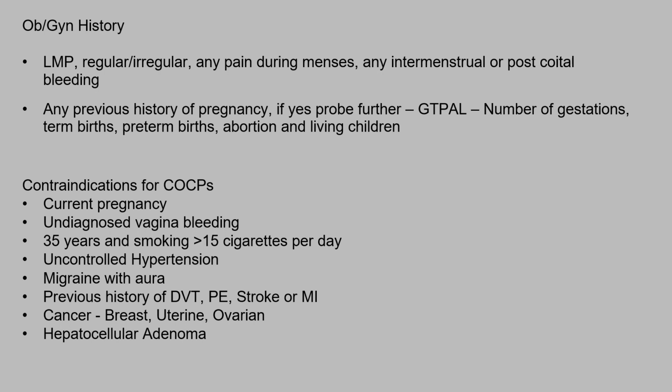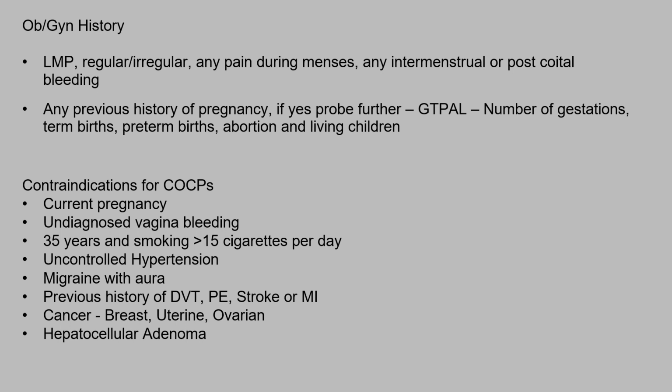Then you move on to rule out contraindications for the use of combined oral contraceptive pills. Now, what are the contraindications? You have current pregnancy. Very important to rule out pregnancy before starting. Then, is there any history of undiagnosed vaginal bleeding? Does this patient smoke? Any patient that is 35 years and above that smokes more than 15 cigarettes per day cannot be started or should not be started on combined oral contraceptive pills.